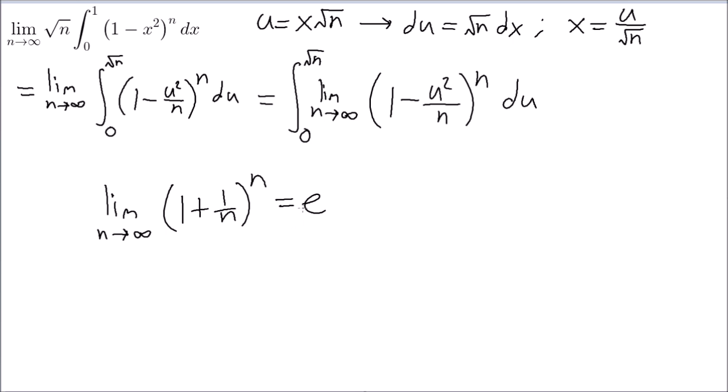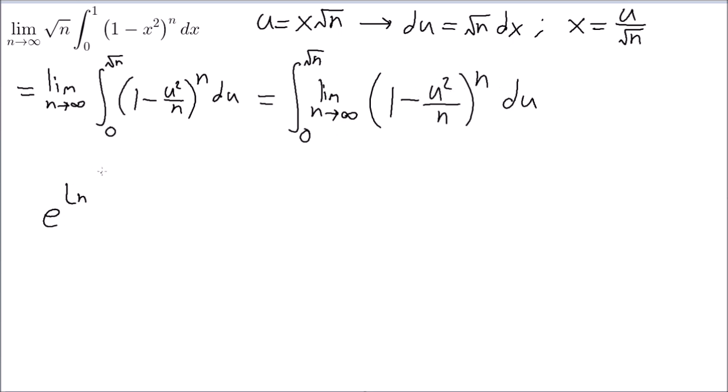Now, we have something weirder, right? Well, if you've done a lot of limits, things like this, you just let e to the ln of 1 minus u squared over n to the power of n. This is just to make sure what kind of e number it is.